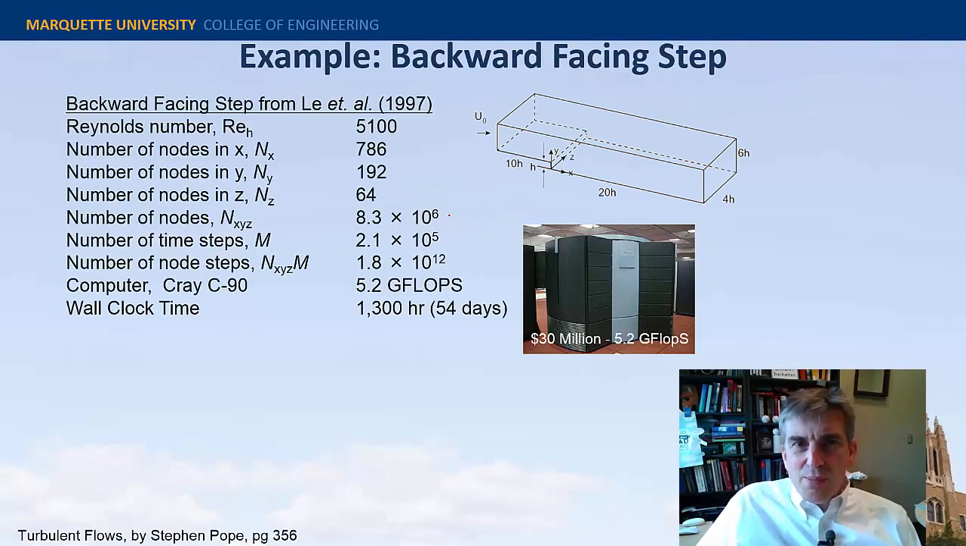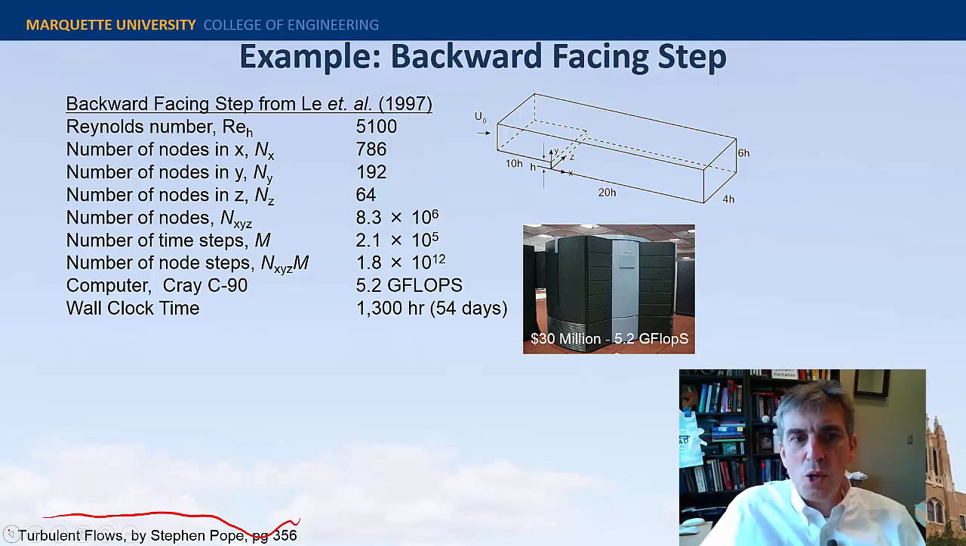All right, so here's an example from 1997. This comes out of a very famous book by Stephen Pope on turbulence. This is for flow over the backward-facing step, and they used this super awesome Cray computer that could do 5.2 gigaflops. This was like the premier computer when I was in graduate school in 1997. The Reynolds number is quite modest, 5,100.